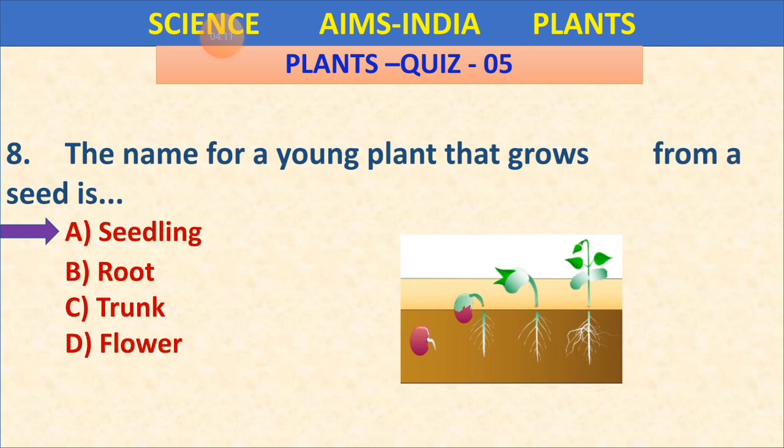The name for a young plant that grows from a seed is called what? Seedling. We call it a seedling. From the first stage where it grows as a young plant, when we see the first leaves and roots, that young plant is called a seedling.